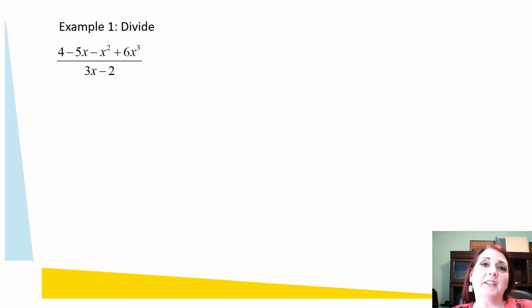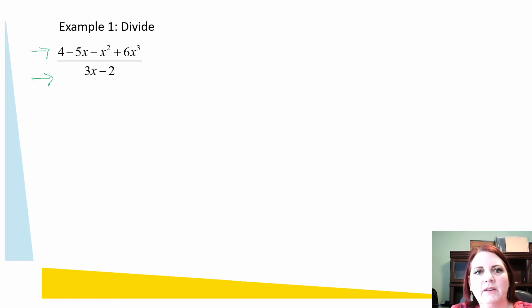Now that you got to see an example done to music, now you have to put up with me doing it without music. I'm just going to talk it through. So let's take a look at this example. This is our dividend up here. This one is our divisor. We have to set them up in descending order.